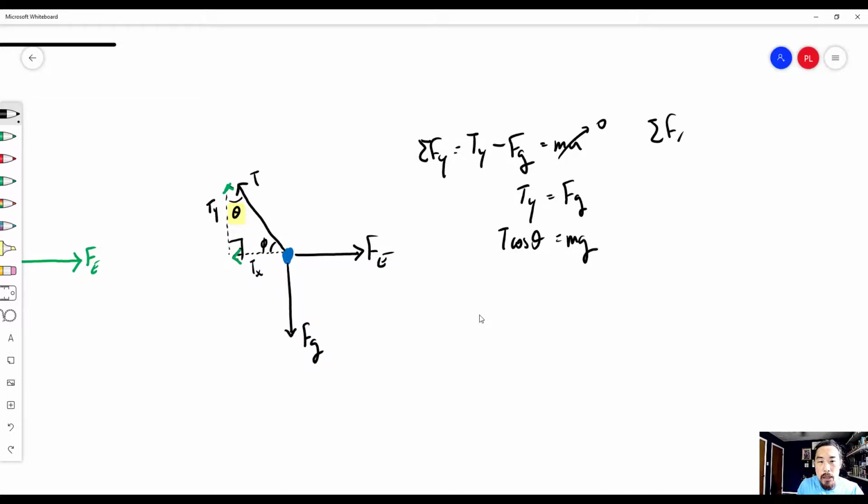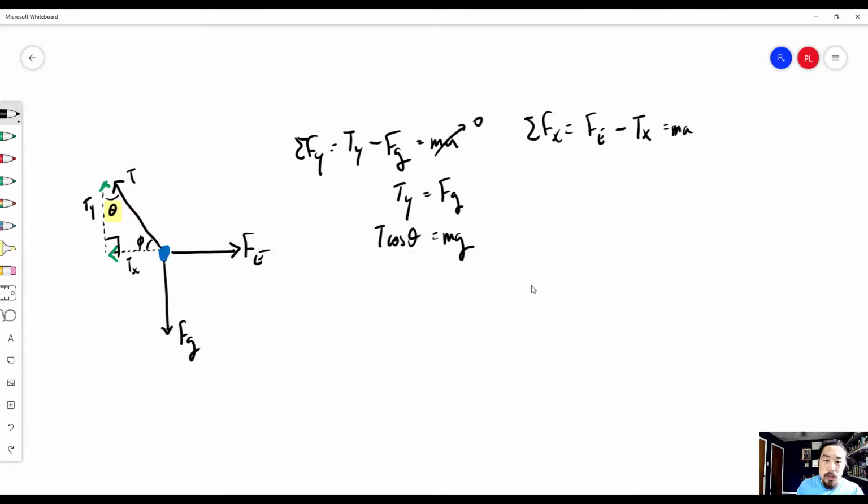All right, now F of x, we have Fe in the positive direction, positive only because it's moving to the right, not because it's attracted or anything like that. And of course, we have negative Tx, negative because it's pointing to the left. And of course, Newton's second law is all equal to ma. Now, once again, because these balloons are being suspended, they're not moving, we can say the acceleration is 0. And so that turns out to be Fe is equal to Tx.